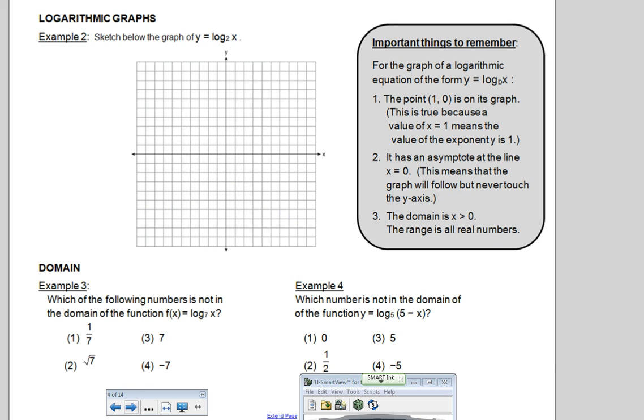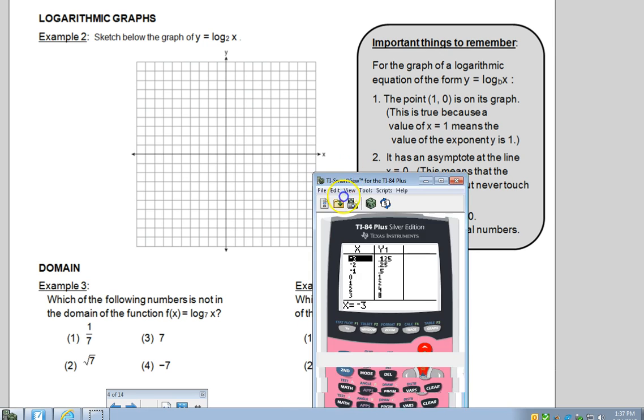Okay, so for number 2 now, we are now going to sketch below the graph of y equals log base 2 of x.